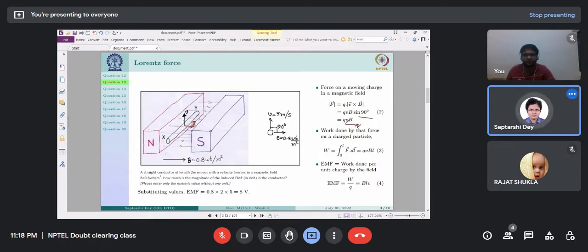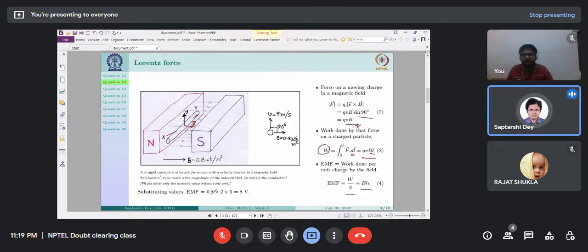Now this force is moving this charge along this conductor of length, let us say, L. So dl is the infinitesimal length along the conductor. Now work done by this force to move this charge for an infinitesimal length dl is given by this expression, integration over F dot dl, and we get QVBL. So this is the work done by this field to move one charge from one end to the other. And we know that EMF is work done per unit charge, hence EMF is BLV.